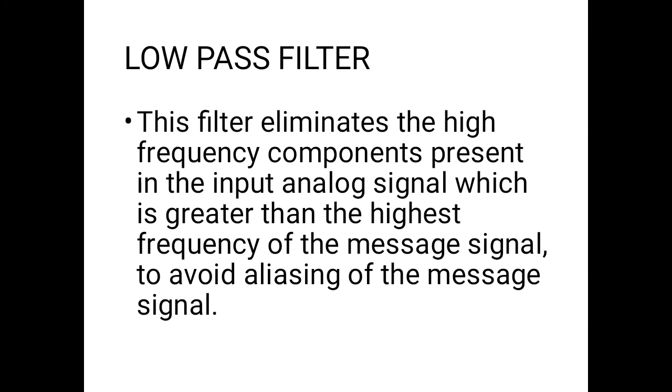First one is low pass filter. This, you already know what is low pass filter. It will pass only low frequency signals. This filter eliminates high frequency components present in the analog input signal, which is greater than the highest frequency of the message signal, to avoid aliasing of the message. Aliasing means what? If Fs is less than 2 times of Fm. If the Nyquist criteria is violated, then that effect is called aliasing effect. So, to remove aliasing effect, what will we use? We will pass the signal through low pass filter to eliminate high frequency components.